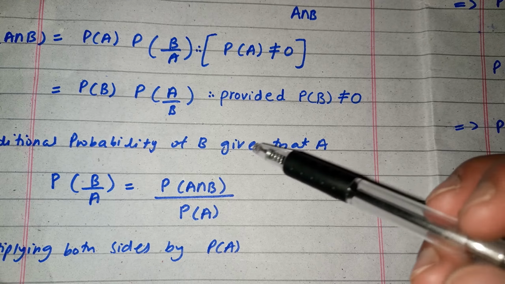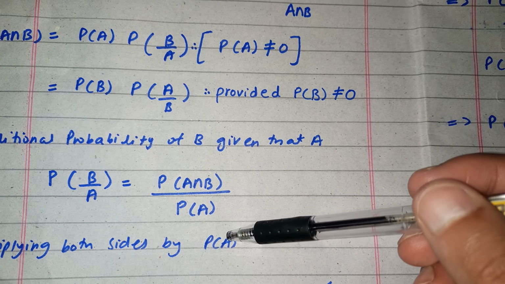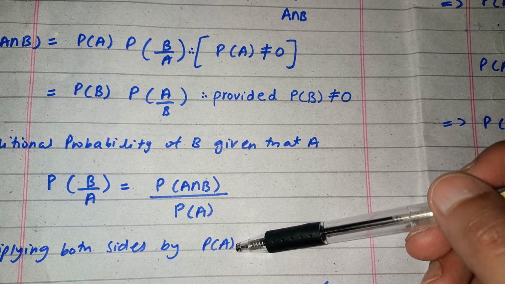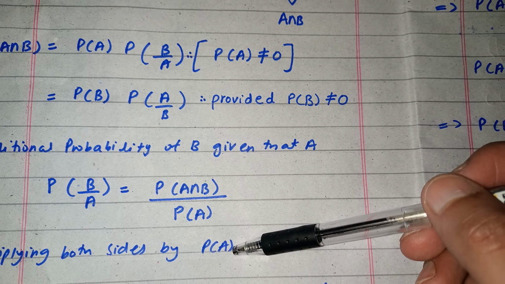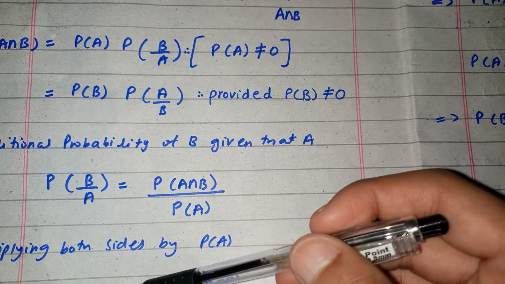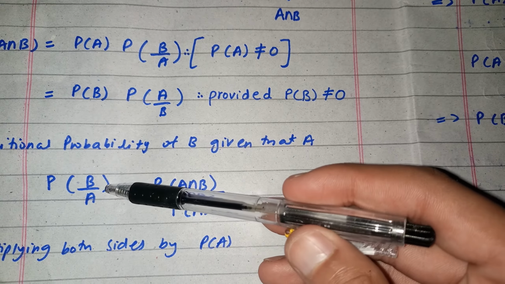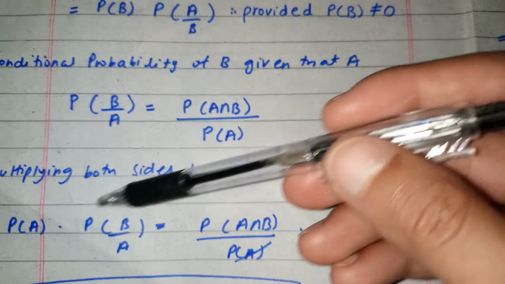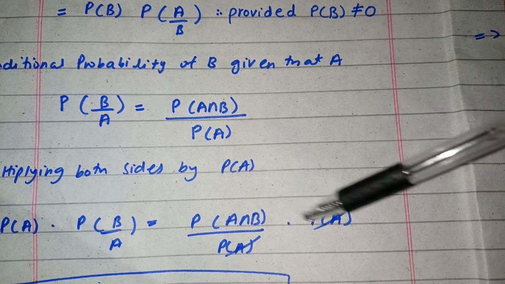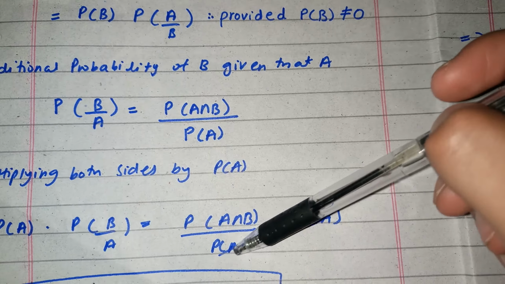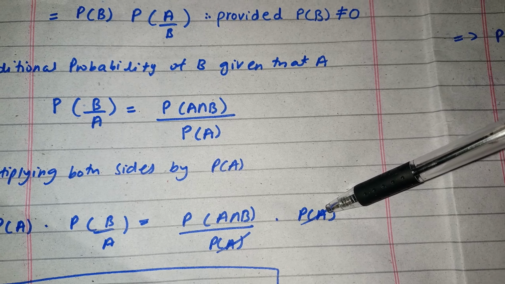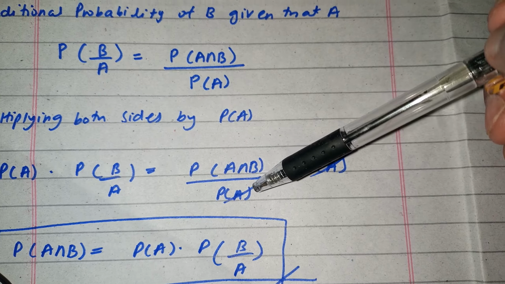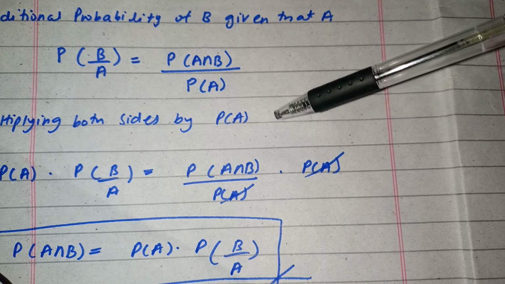So we're going to multiply both sides of this with probability of A. When we multiply this side with probability of A and the other side with probability of A, the probability of A will cancel with the probability of A, and we will get our desired formula here. That's how we do it.